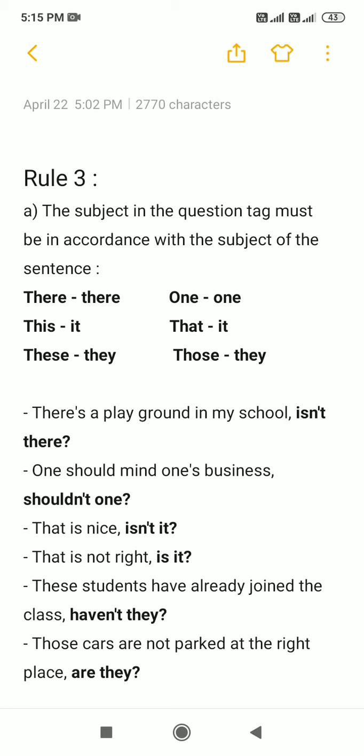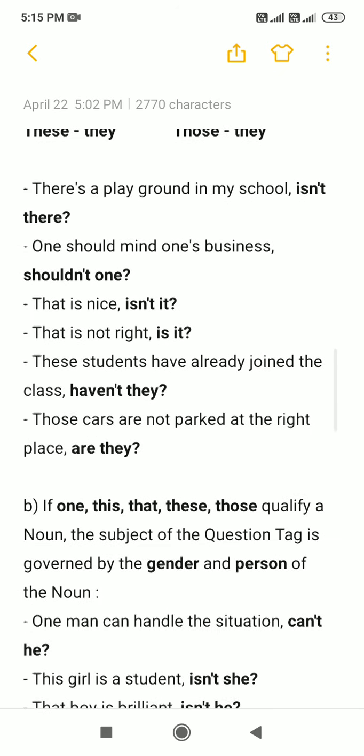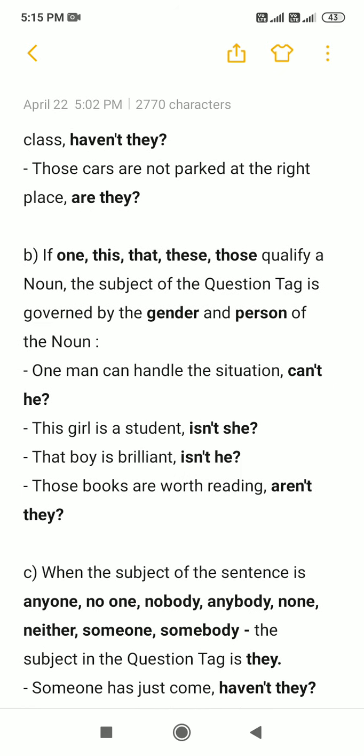This is not right, is it? These students have already joined the class. Have not they? The cars are not parked at the right place, are they? Next rule.